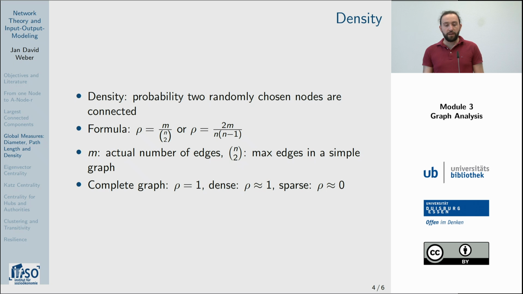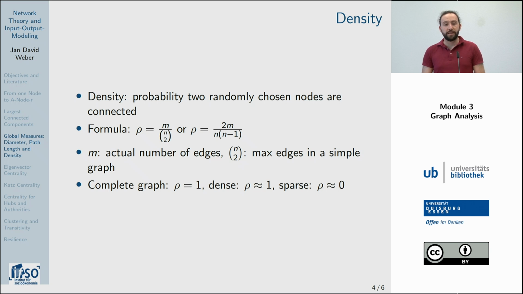We can also look at the density of a graph. This is where it gets a little bit more mathematical now. So the density in a graph is the probability that two randomly chosen nodes are connected. So how likely is it that two people in this network know each other, for example? So, and there is a formula for that.